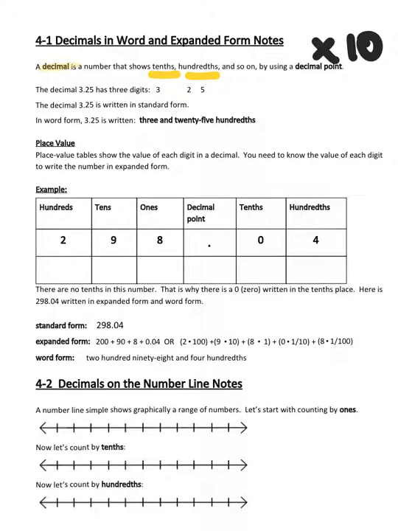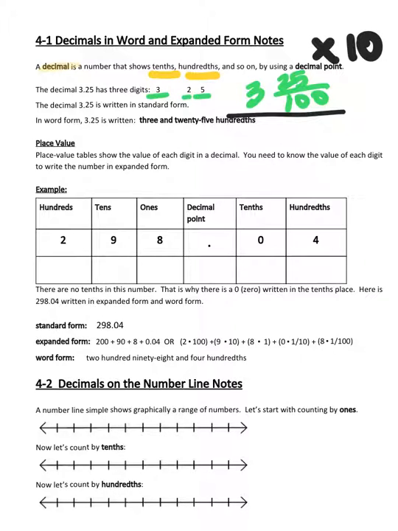The decimal 3.25 has 3 digits, a 3, a 2, and a 5. 3 is a whole number, and 0.25 means it's less than a whole number. If I was to write the fractional equivalent of that, I would have 3 and 25 over 100, which we already have learned how to do. This form is called standard form. If we say that out loud, we say 3 and 25 hundredths, which in fractional form is exactly the same thing, right?